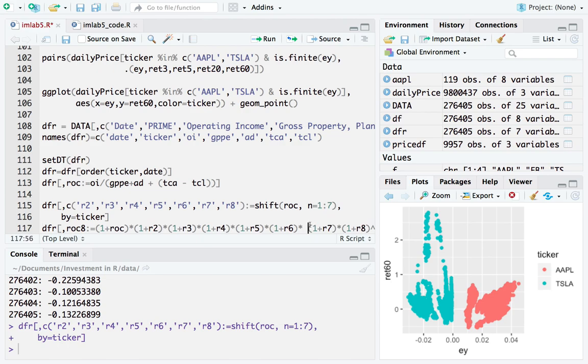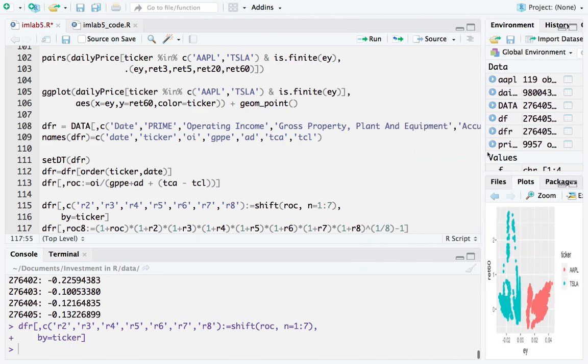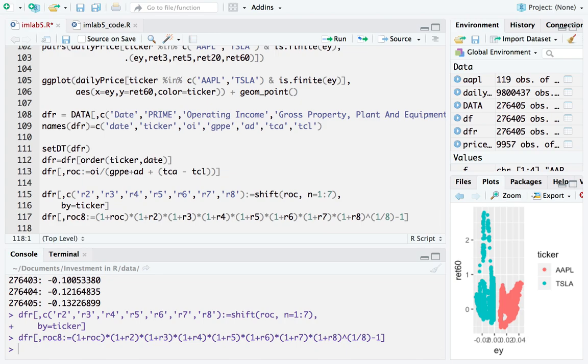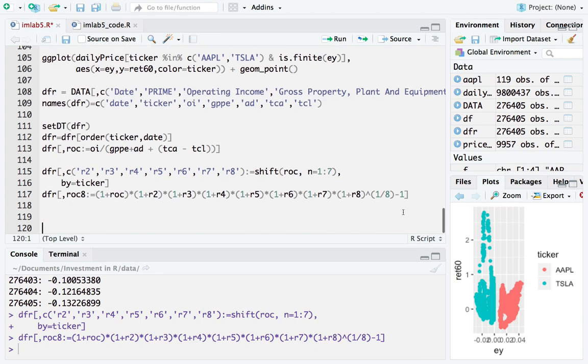And now, I don't know if you guys can see this. There we go. Let me slide it over. I'm now going to create a new column called ROC8, which is basically 1 plus ROC times 1 plus R2, times 1 plus R3, and on and on, all the way to R8. Then I raise this product to the power of 1/8 and subtract 1. I'm just applying the formula for a geometric mean directly. I run this, and I'm done. I have my ROC8. It's that easy.